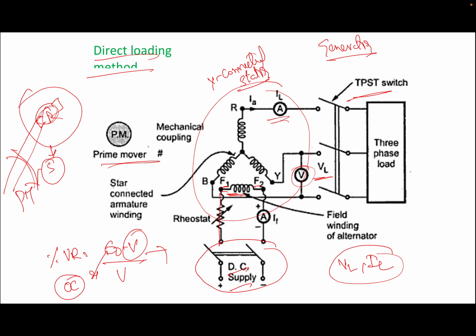So when I take both readings, is it sufficient to measure the percentage voltage regulation? Am I correct or wrong? Yes, we can get sufficient readings here, that is (E0 minus V) by V. This is directly applying the load here. Just now I told you this.